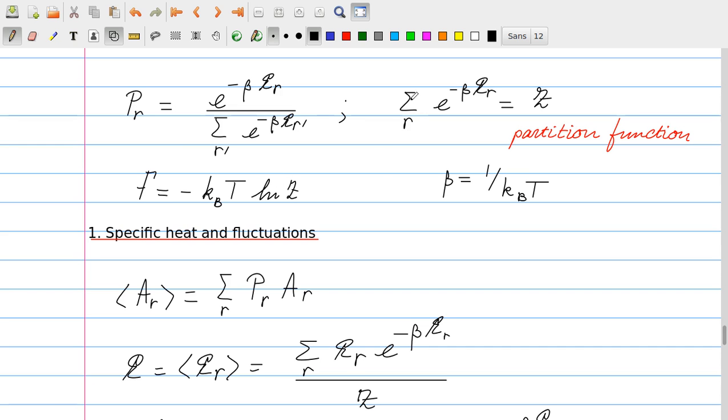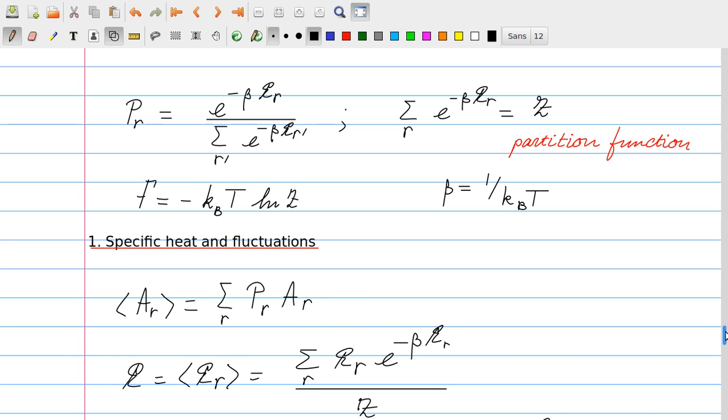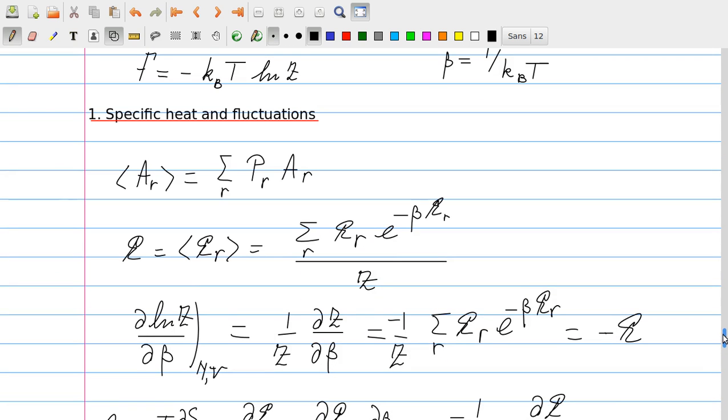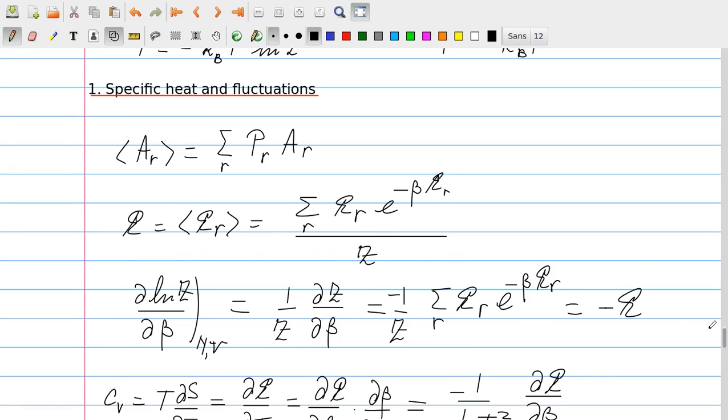It's just a sum of all the states the system can be in, e to the power minus beta E_r. Beta is 1 over kT. And once we have calculated this object, the partition function, we know the Helmholtz free energy: F is minus kT ln Z. And so let us look at the specific heat for such a system, and it turns out that the specific heat is related to the fluctuations in the energy.